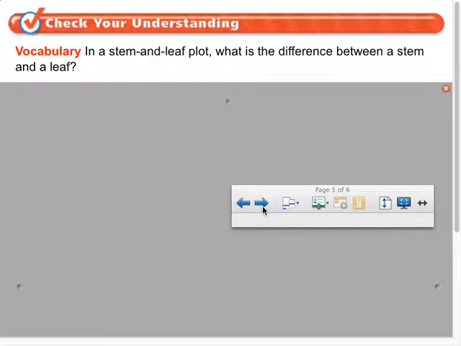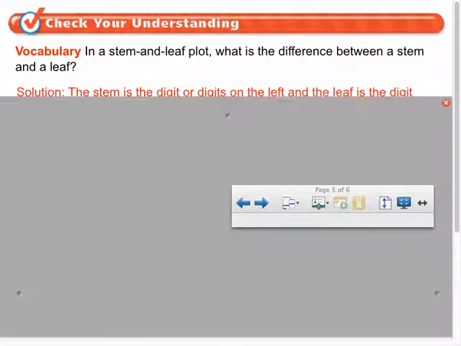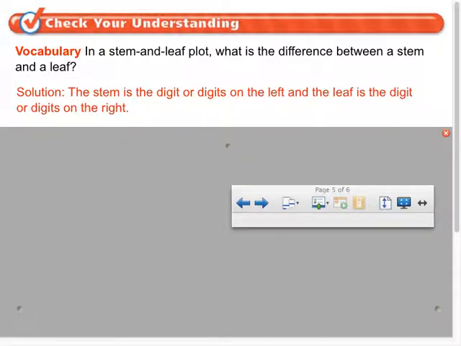Last slide. In a stem and leaf plot, what is the difference between a stem and a leaf? Savannah. Okay, and I like that you're pointing. So which side is the stem on? What side is that? The left side. And what side is my leaf? My leaf's on the right side. And that's what the book gave. Very good. So just so we are clear about it.